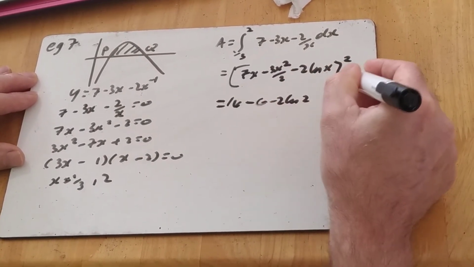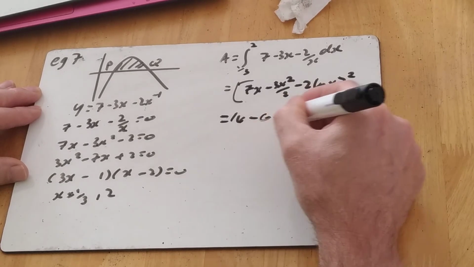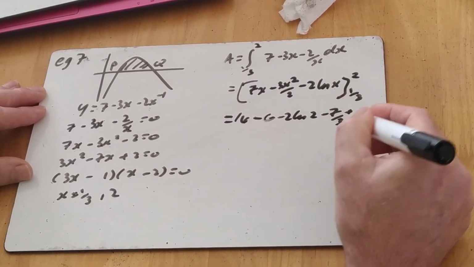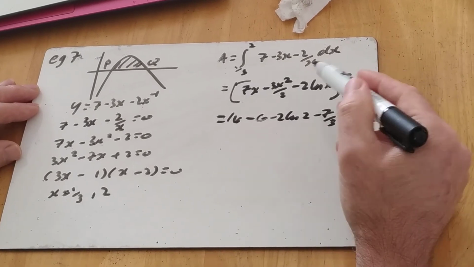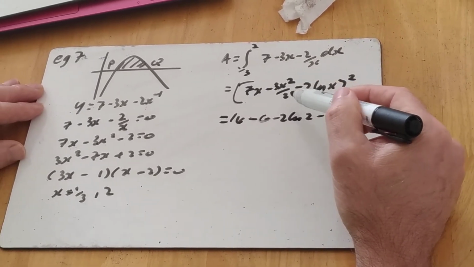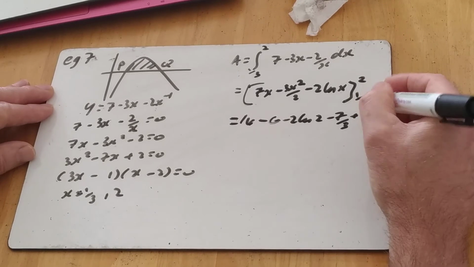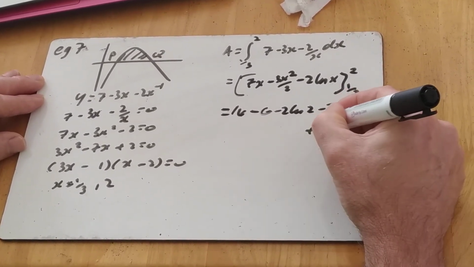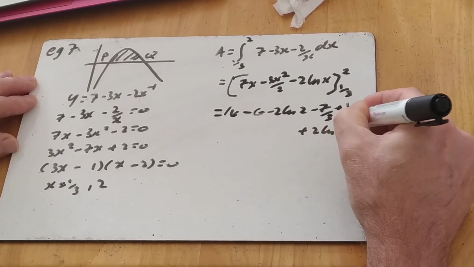ln 2, and then sticking a third in, so I get minus 7 over 3 plus, oh gosh, 3 over 9 and then divided by 2, so 3 over 18, which is plus 1 over 6, and then plus 2 ln of a third.